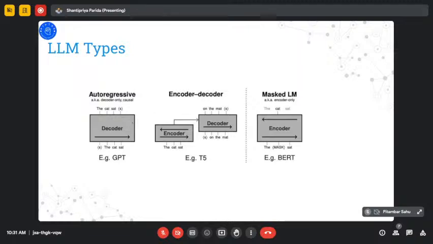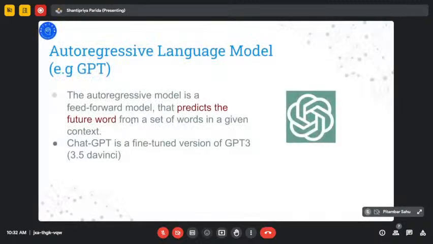And now this GPT is actually quite popular. It is only a decoder-based model, or we call it an autoregressive language model. This autoregressive model is a feed forward model. That means it predicts the future word from a set of words in a given sentence context. That means if you provide a sequence, then it has the capability to produce the next set of tokens. And it is quite good, you might have observed that.